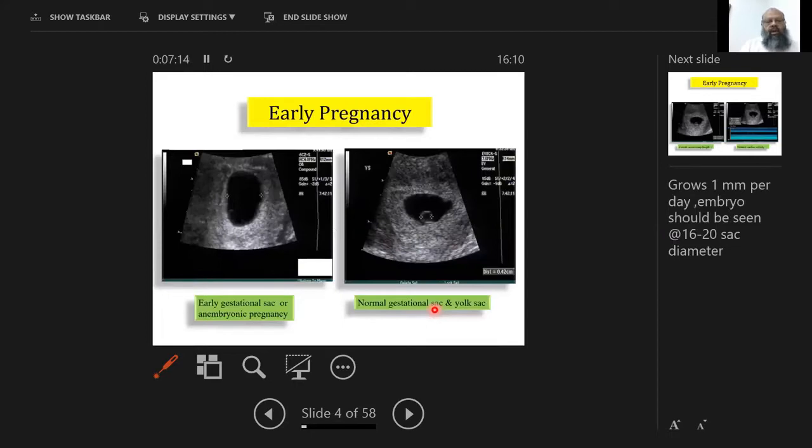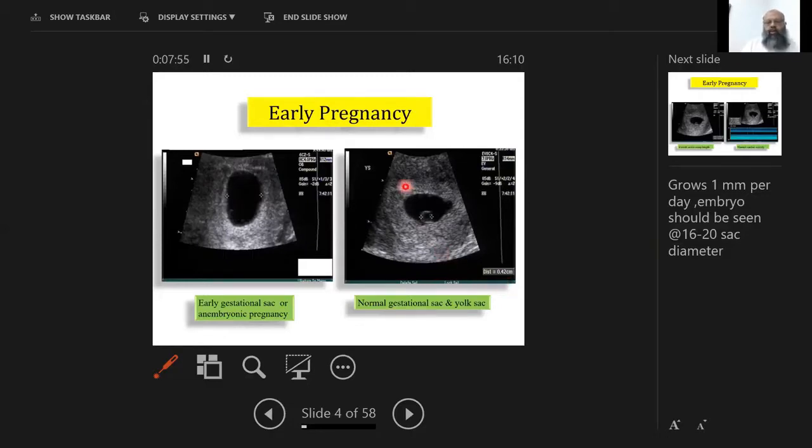If we look at the early pregnancy, the sonographic appearance will be like this. It is the early gestation. You can see a sac, which is anembryonic. The embryo is not yet visible. And then comes the normal gestational sac. We have got a yolk sac inside, a bubble-like appearance, a small hyperechoic area with anechoic interior. We can measure it at this stage. Look at this, it is 0.42 centimeters, which is 4.2 millimeters, which looks normal.